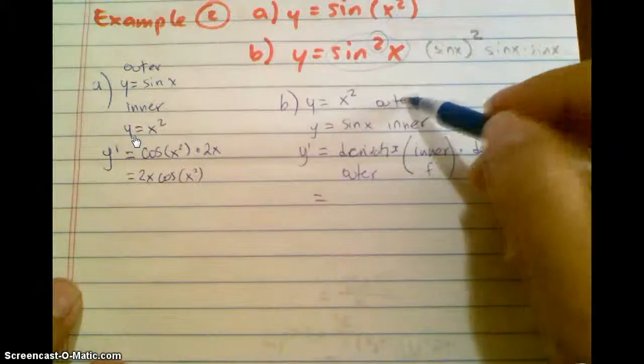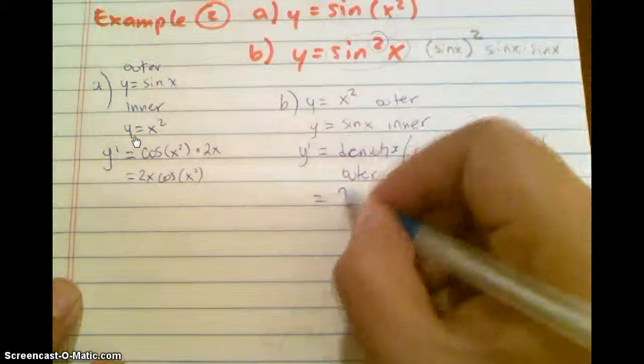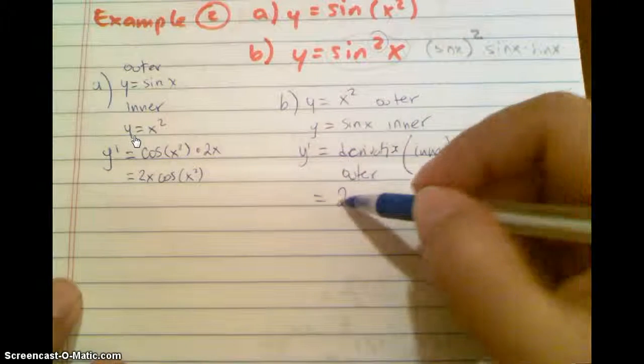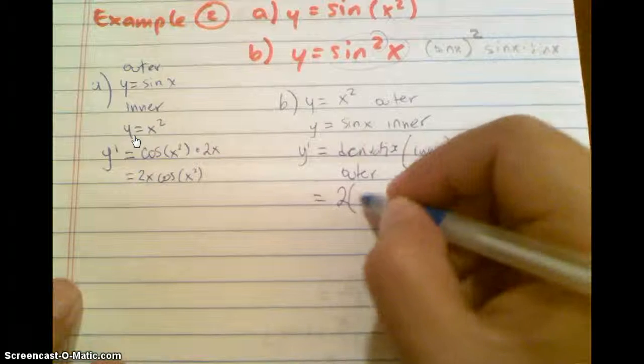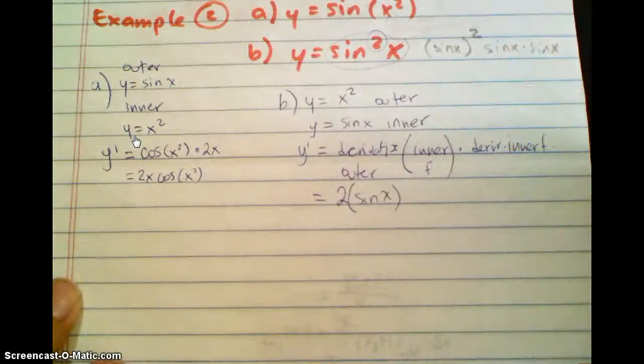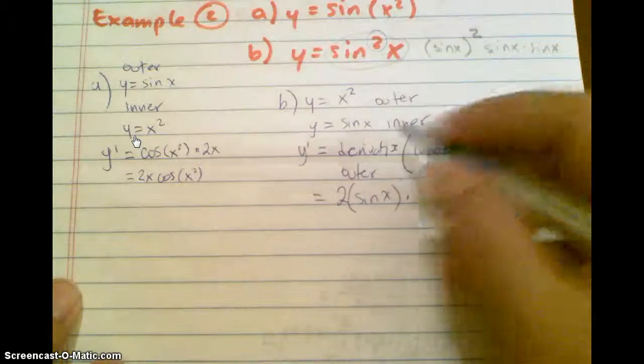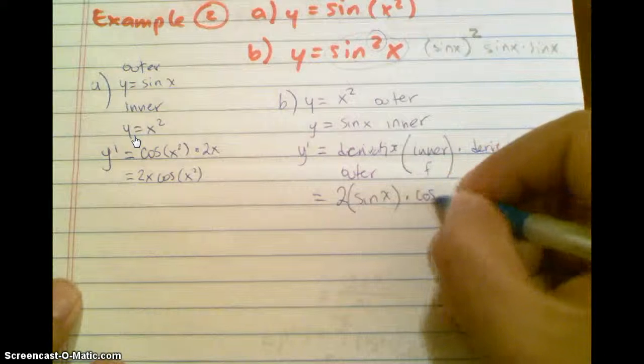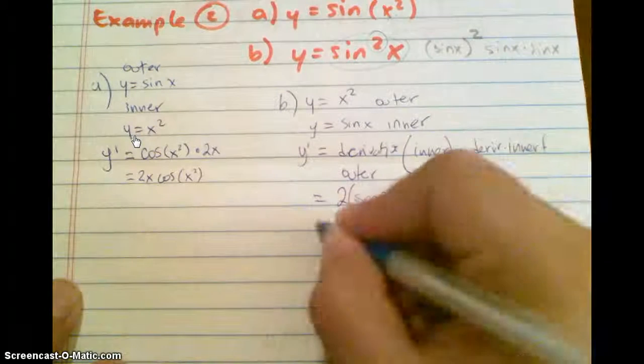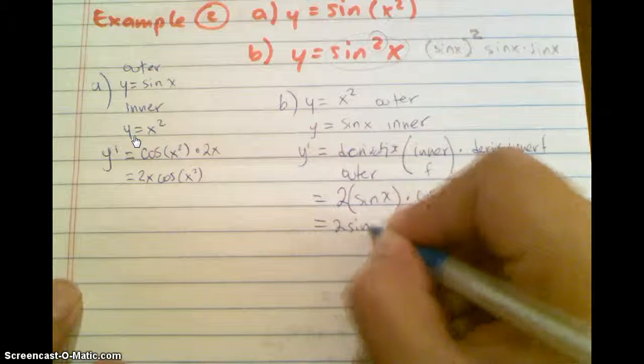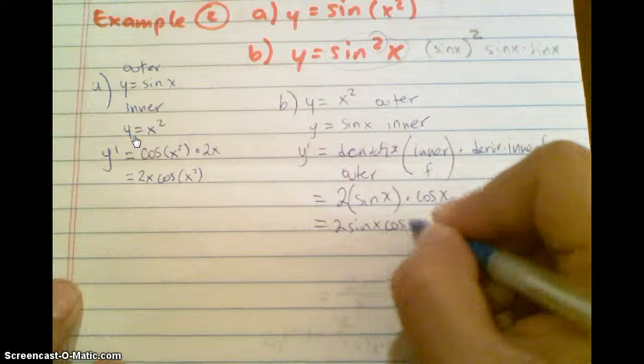So the derivative of the outer is 2x, but I'm not going to write 2x, I'm going to write 2 times sine of x, times the derivative of the inner function, which will be cosine of x. Writing this, 2 sine of x cosine of x.